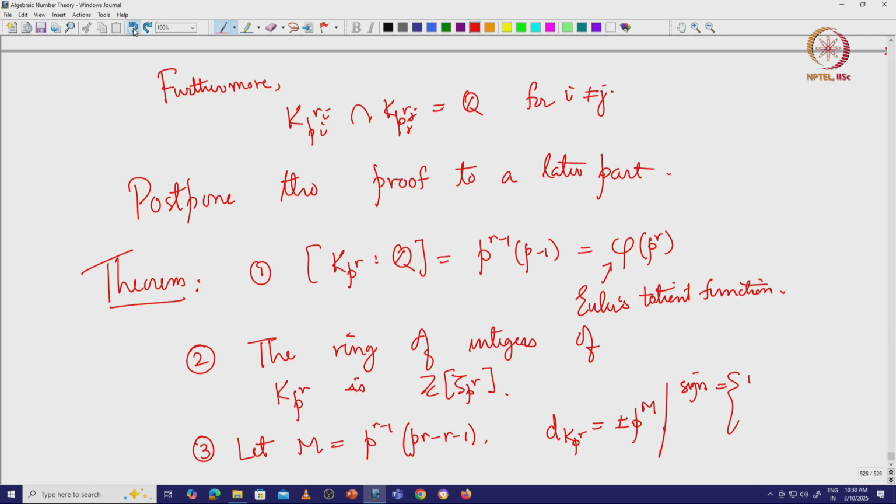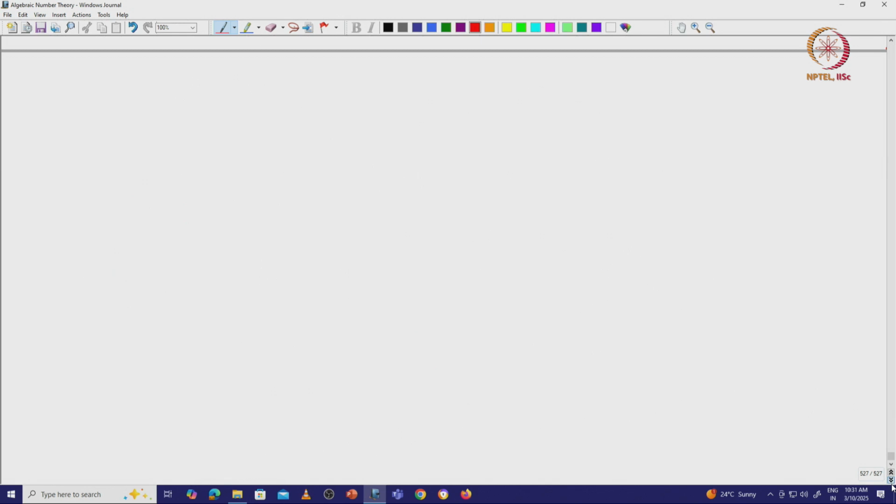maybe let me write it like this. The sign is minus if p is congruent to 3 mod 4 or p^r is equal to 4, and it is plus otherwise, okay. In all other cases it is plus. So, if p is equal to 2, then 2 squared is 4, that is the only case when you have a negative sign, and in all other cases you have positive signs for p equal to 2. If p is odd, then it depends on whether p is 1 mod 4 or 3 mod 4, okay. So, that is the discriminant.